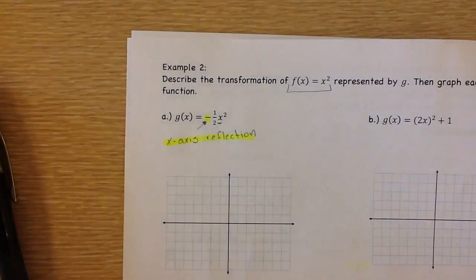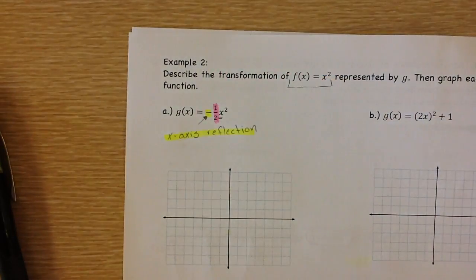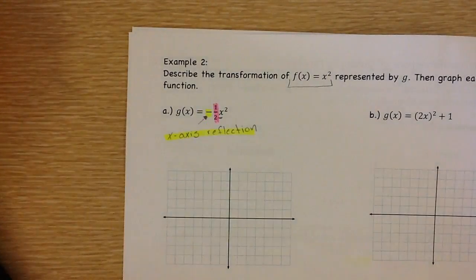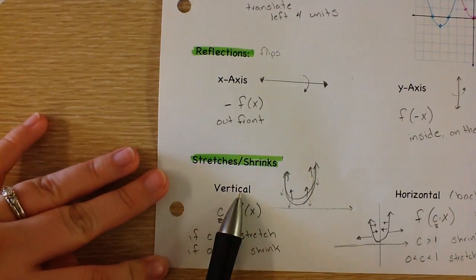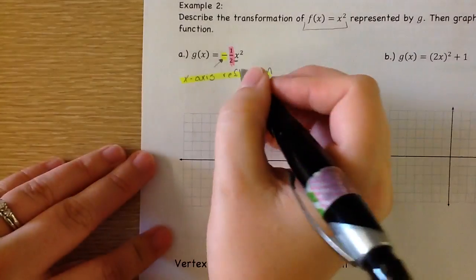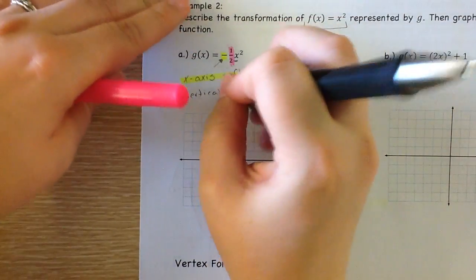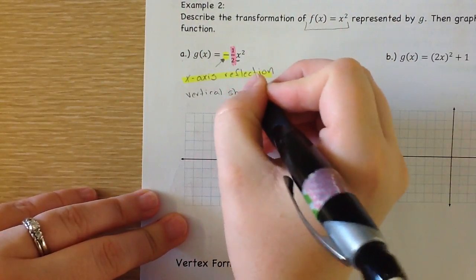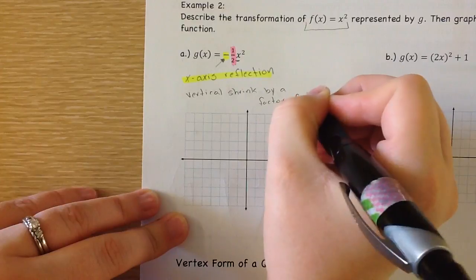Okay, and now this 1/2, again, where is that 1/2? Is it inside on my x, or is it out in front of my x squared? That 1/2 is out front of my x squared. So since it's out front, like here, this c, it's going to be a vertical stretch or shrink. And since it's in between 0 and 1, it's a fraction, it's going to be a vertical shrink. So it's going to be a vertical shrink by 1/2. So that 1/2 out there is going to give me a vertical shrink by a factor of 1/2.